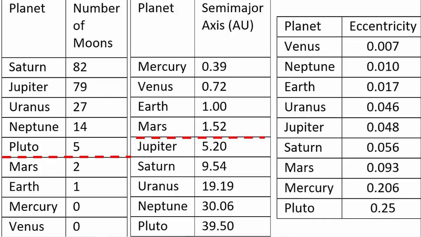And then the eccentricity of the orbit, I probably wouldn't try to read too much into this one, except that Pluto's orbit is by far the most eccentric. Pluto actually ranges from about 30 astronomical units out to about 50 astronomical units for the size of its orbit. That's the largest range of any of the planets.